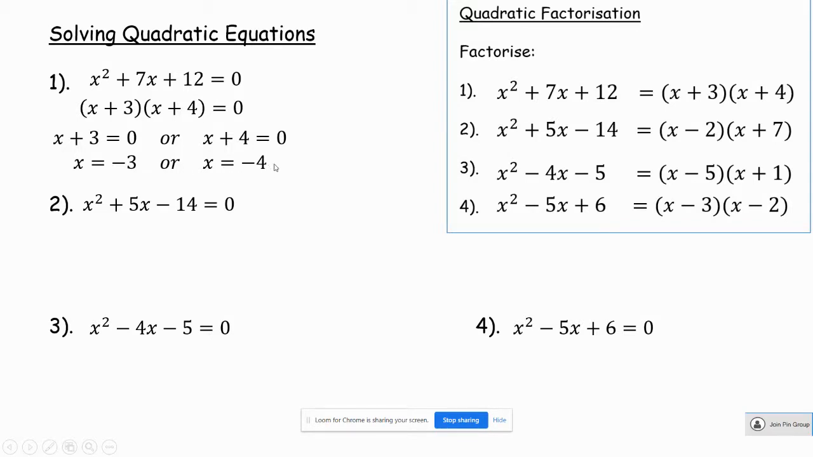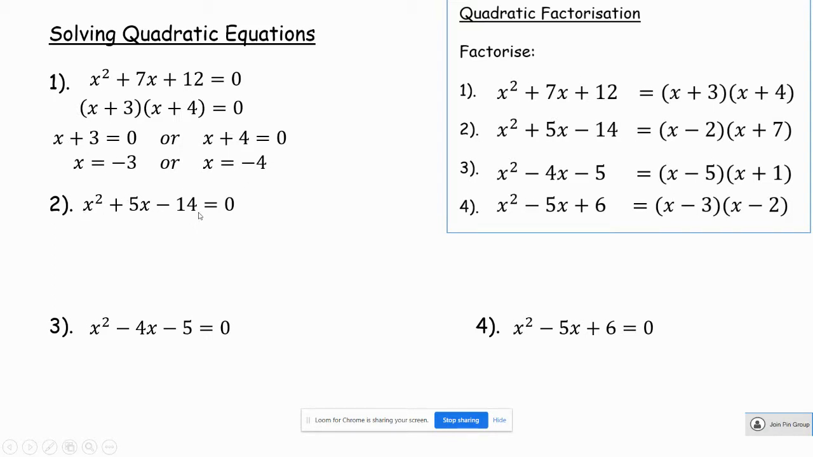You might be a little bit confused about it having 2 answers and the fact that it says or in the middle. You might be thinking, well, which one is it? How do I know which one it is? It's actually both of them. Okay, a quadratic equation will have two answers. If we just imagine putting that minus 3 in, minus 3 squared makes 9, plus 7 times minus 3, minus 21, add 12, you get 0. If you put in minus 4, you get 16, take away 28, plus 12, it equals 0. They're both true. Okay, so quadratics will always have two solutions, and they'll always be found in the same way.